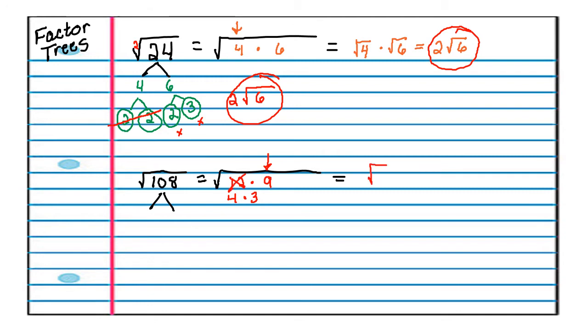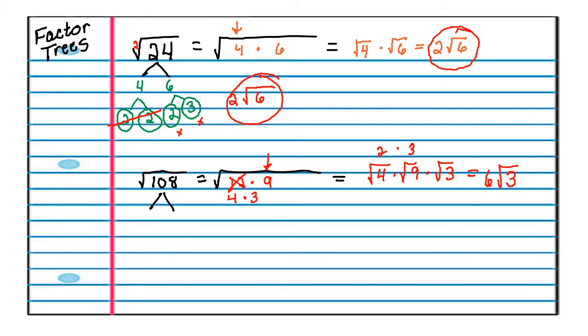And so we have the square root of 4 times the square root of 9 times the square root of 3. And we know the square root of 4 is 2, the square root of 9 is 3, times them together and we get 6 square root 3. And again, if you are just fabulous with factoring, then go ahead and do it this way.